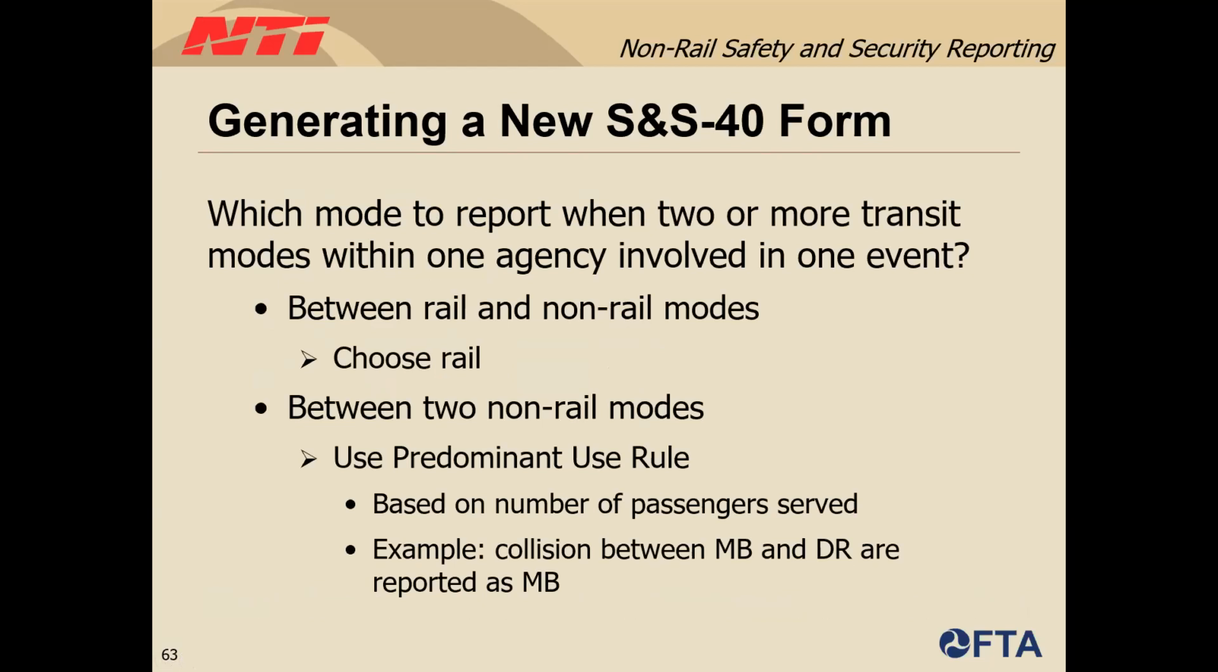If you have an event to report that includes 2 or more transit modes from your agency, how do you choose which mode to report under? If the event involved your rail mode and a non-rail mode, choose rail. For example, one of your light rail vehicles and one of your buses collide, report the incident only once under the light rail mode. If the event is between 2 non-rail modes, use the predominant use rule, which is typically based on ridership. For example, if a bus and a paratransit vehicle collide, you'll most likely report the event under the bus since it has higher ridership.